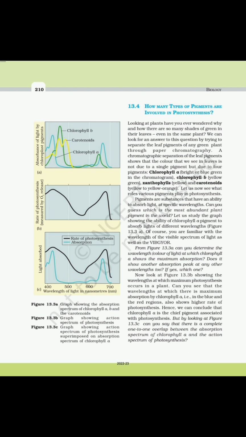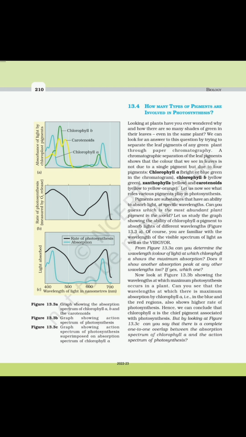Pigments are substances that have an ability to absorb light at specific wavelengths. Can you guess which is the most abundant plant pigment in the world? Let us study the graph showing the ability of chlorophyll A pigment to absorb lights of different wavelengths, Figure 13.3a. Of course, you are familiar with the wavelength of the visible spectrum of light as well as the VIBGYOR. From Figure 13.3a, can you determine the wavelength color of light at which chlorophyll A shows the maximum absorption?